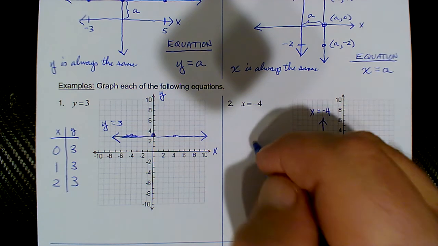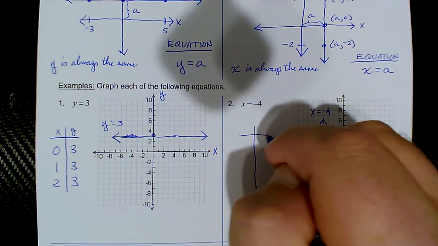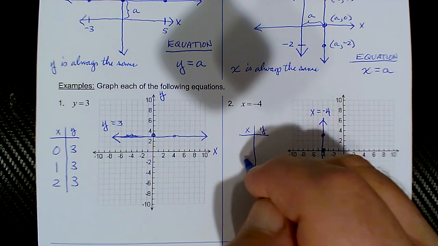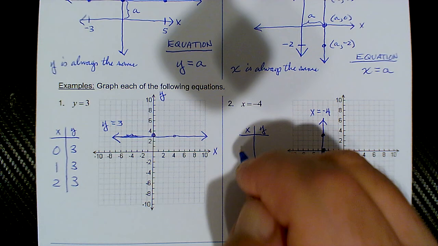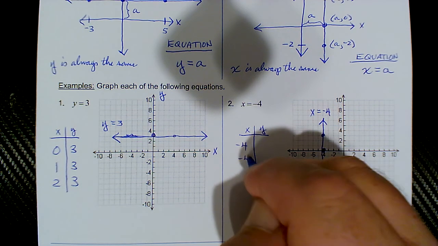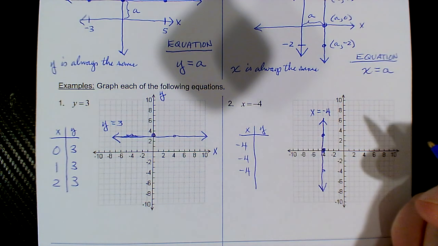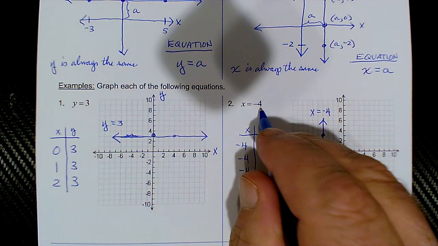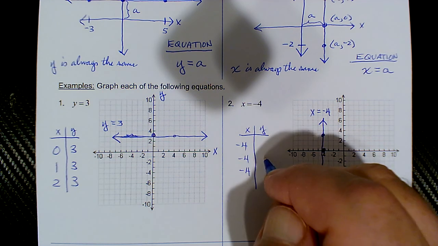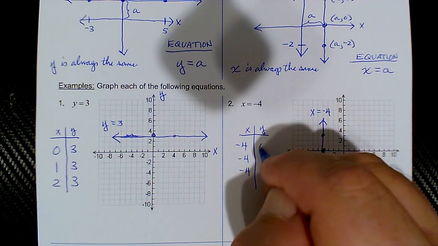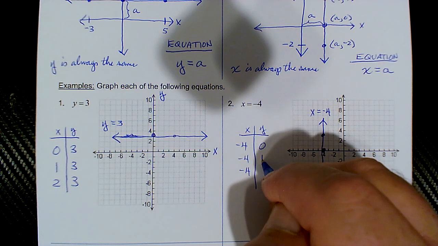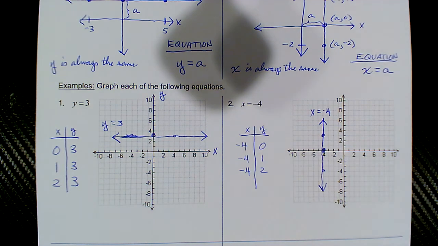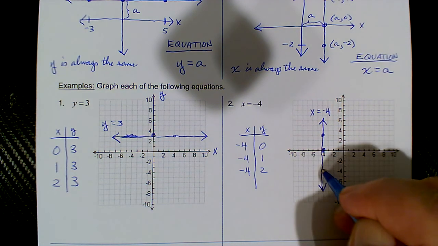And even if you went to the table, right, it's telling us x is always -4. So there's -4s all the way down, no matter what. You can't pick any other x value because the equation is telling you x is -4. So y could be anything it wants. Okay? But x is always -4. So it's a vertical line.